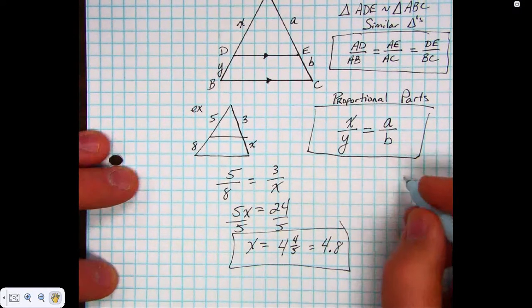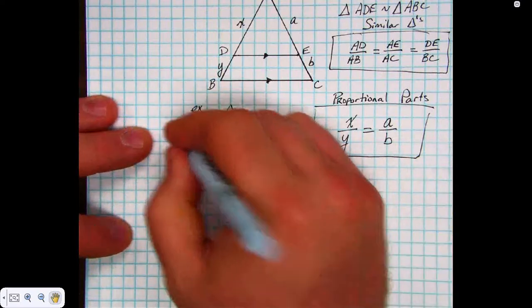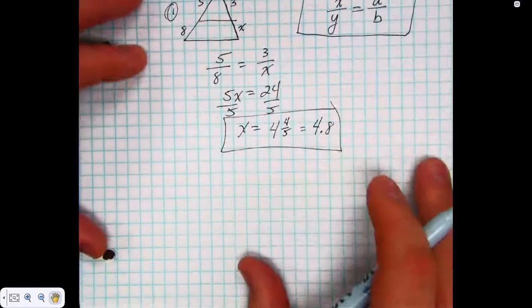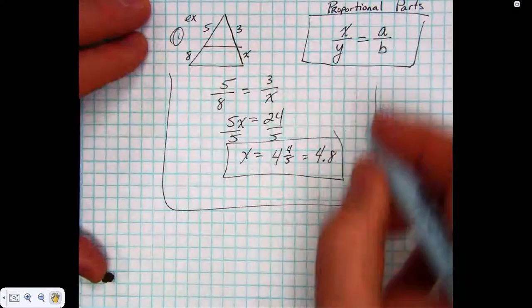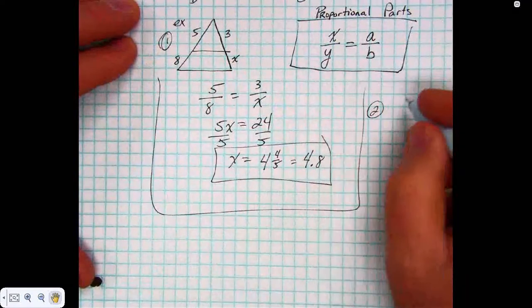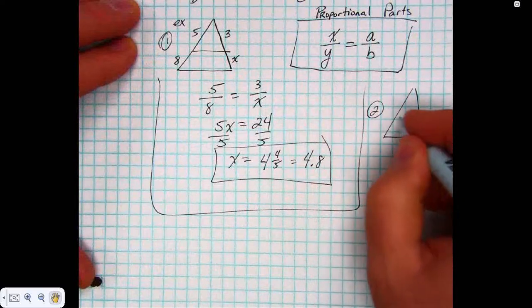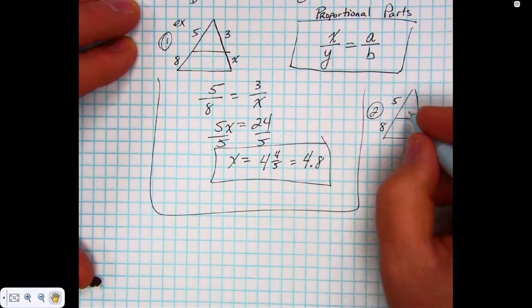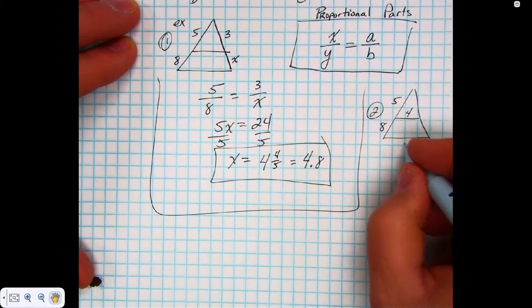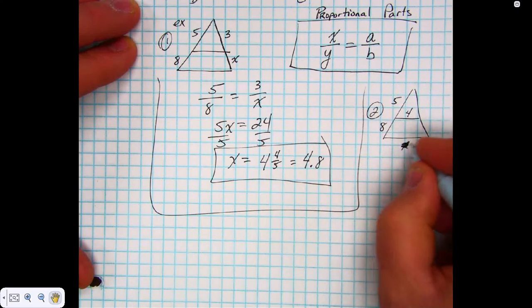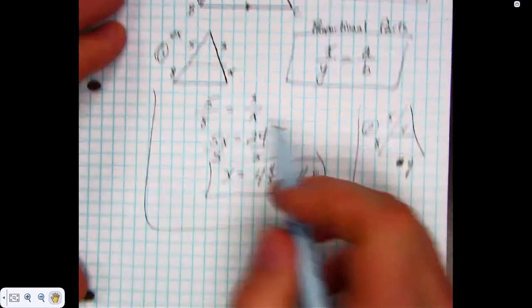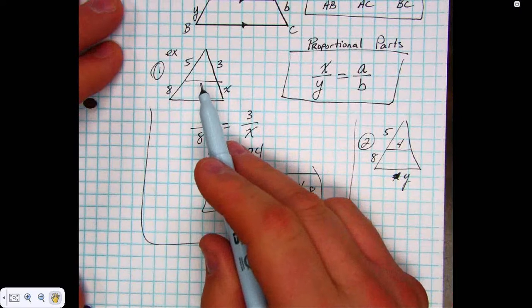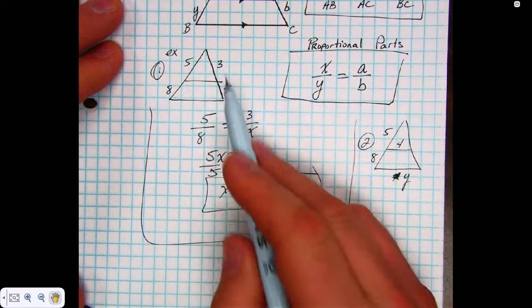However, call this example 1, and I'll zoom out and let you copy these down in a second. Example 2, I'm going to draw the same triangle, or try to, and say this is 5 and this is 8. But then I say this is 4, we'll call this y. Here I used what? Proportional parts, right?